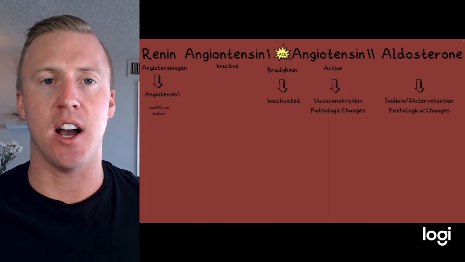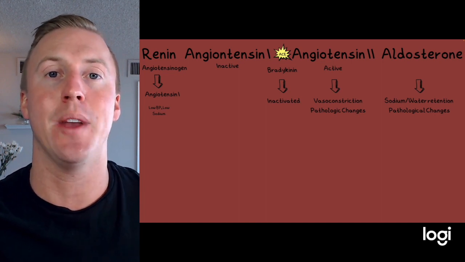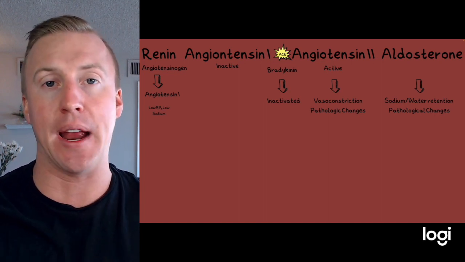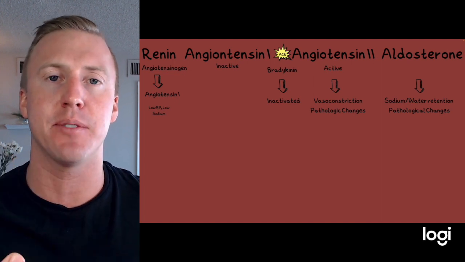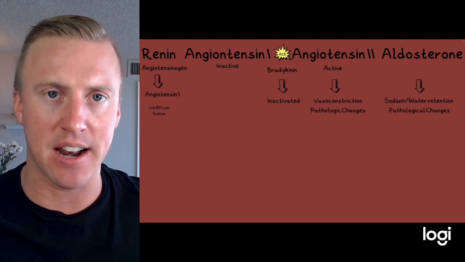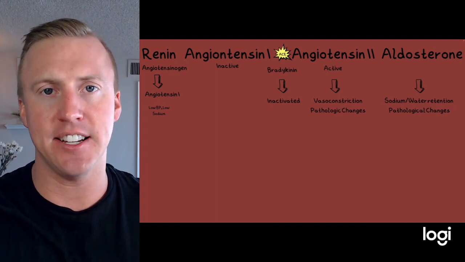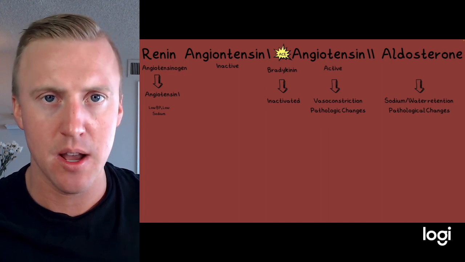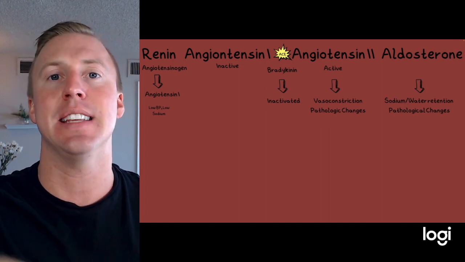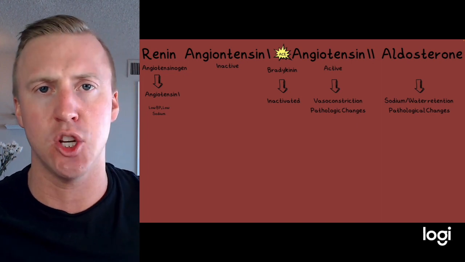The other thing ACE does is it's going to take bradykinin and convert it into inactivated products. We know that bradykinin can cause a lot of our inflammatory effects that we're going to talk about, which is why it relates to side effects with these medications. So again, ACE is going to convert angiotensin 1 to angiotensin 2, but also bradykinin into its inactivated form. That's why sometimes ACE will be referred to as kinase 2.